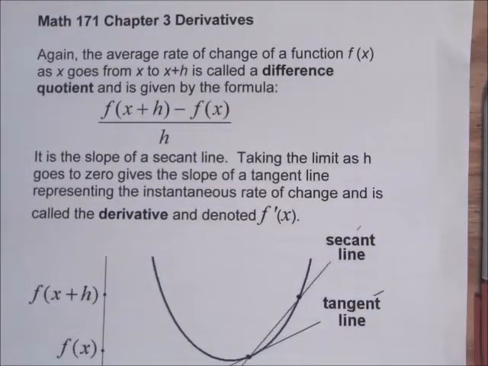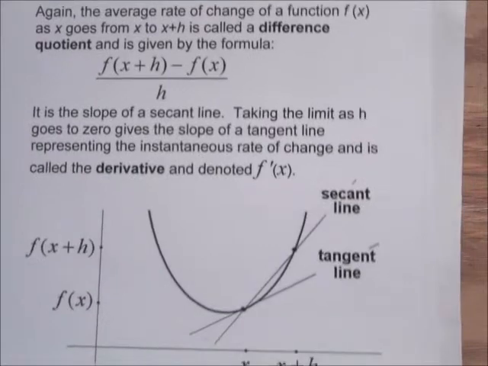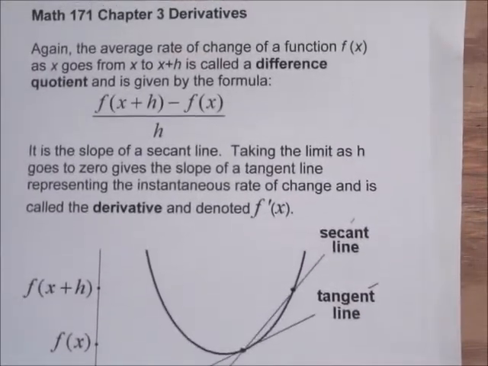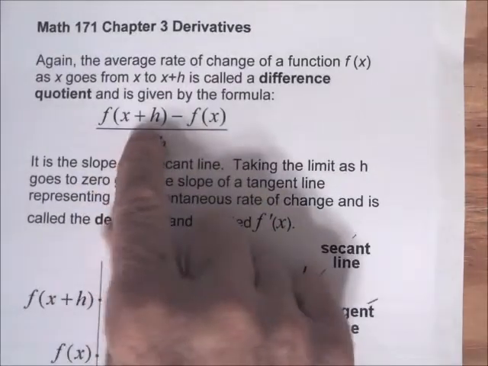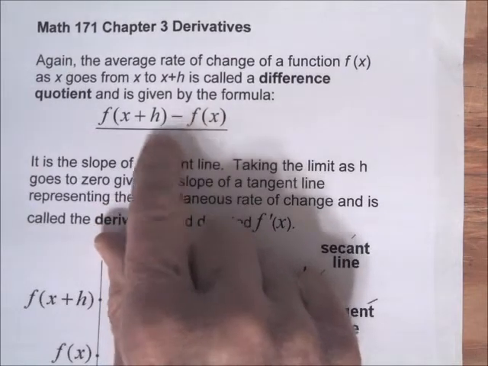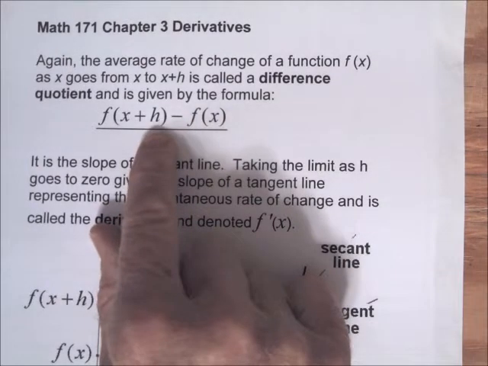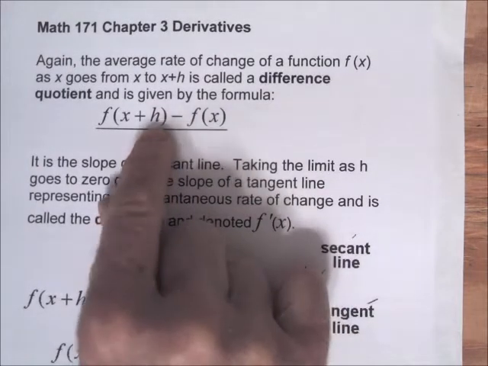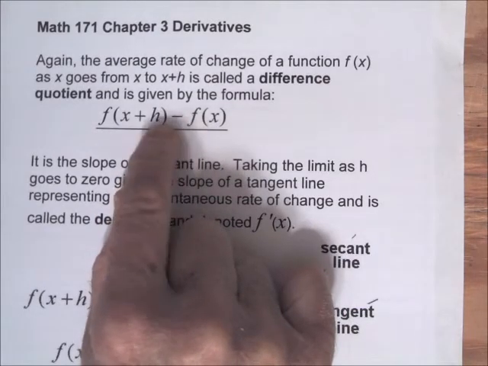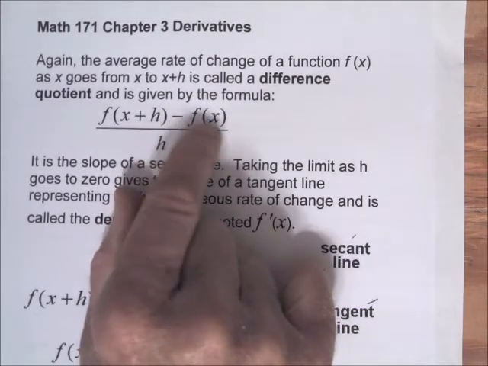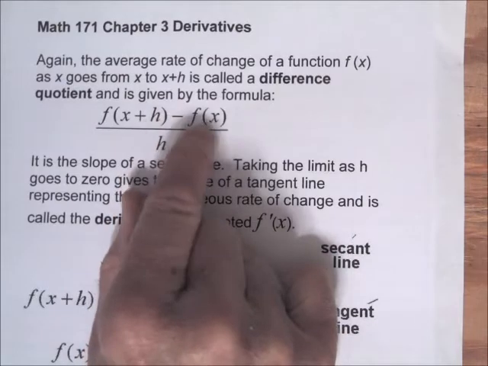Okay, Chapter 3, Derivatives. Here's another example. And just to review, this formula here is actually a formula for the slope of the secant line. It looks a little different than the formula you may have seen for the slope from intermediate algebra, but it's essentially the same formula, just a different notation.